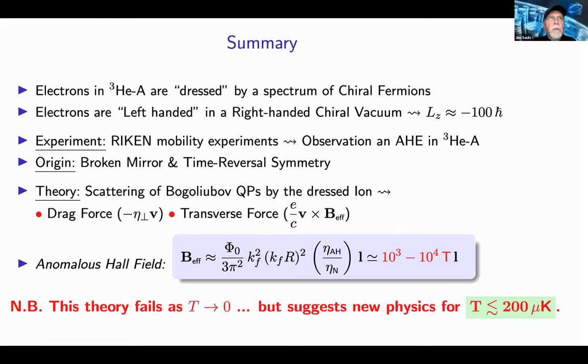And then one last numerical fact, which I find quite remarkable, is that if you look at the transverse force and you cast it into the form of an effective Lorentz force, the effective magnetic field computed from the Hall force is about 10 to the 3 to 10 to the 4 Tesla. So it's a substantial effect. This is a scattering theory, and it will eventually fail. And we've studied this in some detail, but that's a topic for another time.